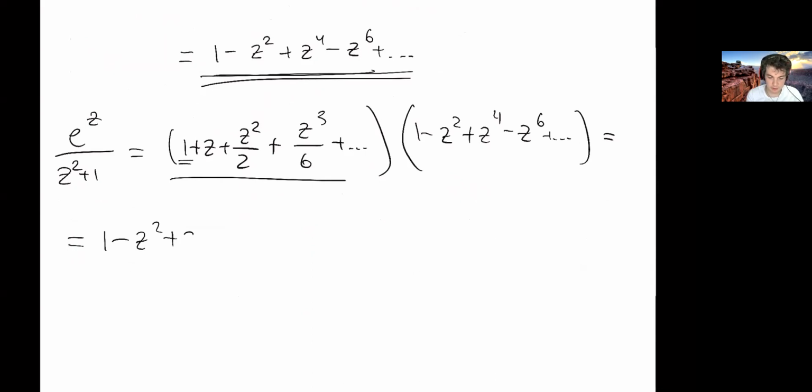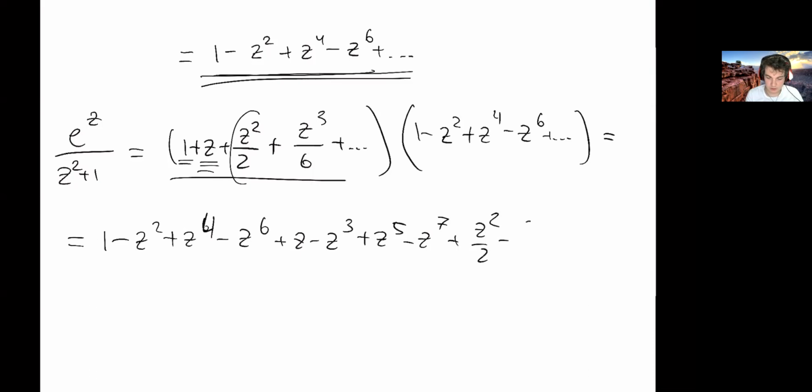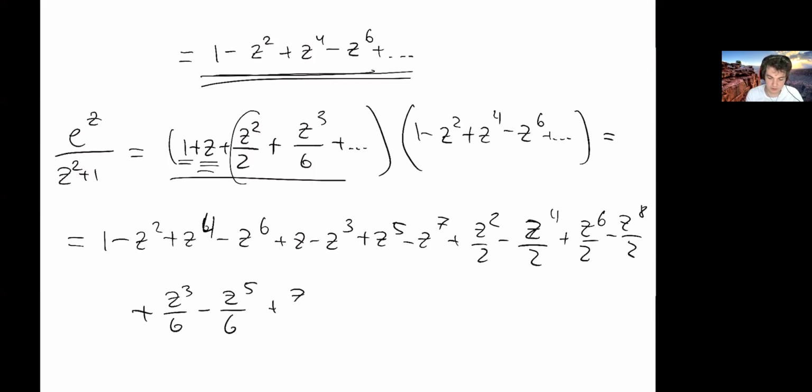So we get 1 minus z squared plus z to the 4th minus z to the 6th. Then take this: z plus z minus z cubed plus z to the 5th minus z to the 7th. Now this plus z squared over 2 minus z to the 4th over 2 plus z to the 6th over 2 minus z to the 8th over 2. And finally z cubed over 6 minus z to the 5th over 6 plus z to the 7th over 6 minus z to the 9th over 6.